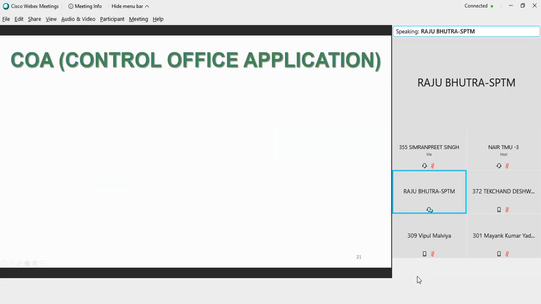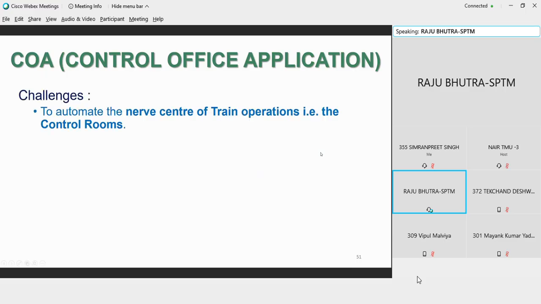Now there are some other IT applications like COA. COA is control office application to automate the nerve center of train operations, that is the control rooms. So for automation of all the control rooms, this has been developed.